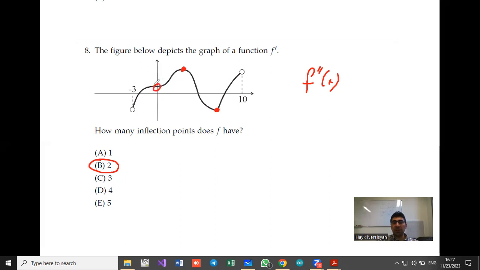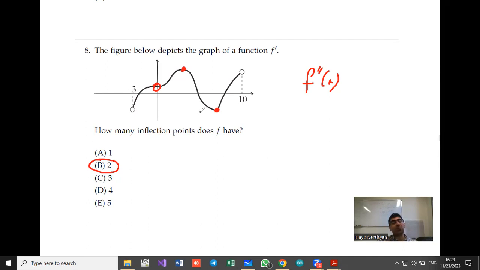Pay attention that here, maybe we have a critical point. I don't know. Graphically, we can't identify if this is a critical point or not, but definitely this point is not an inflection point for f prime. It's not an inflection point for f. Why so? Because f prime is increasing here.